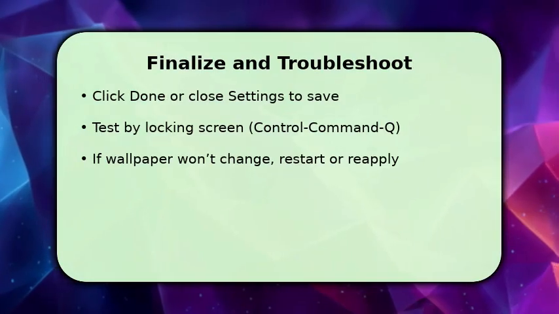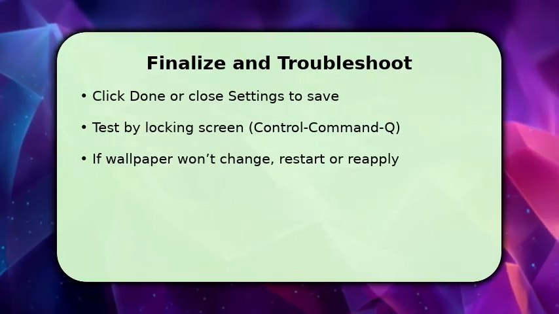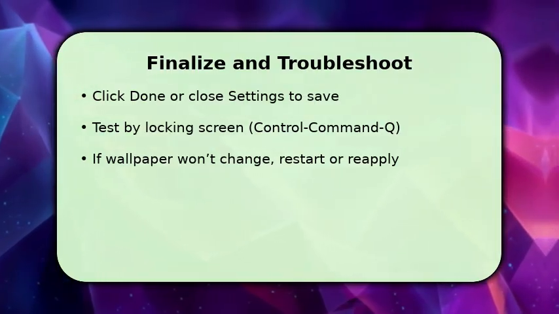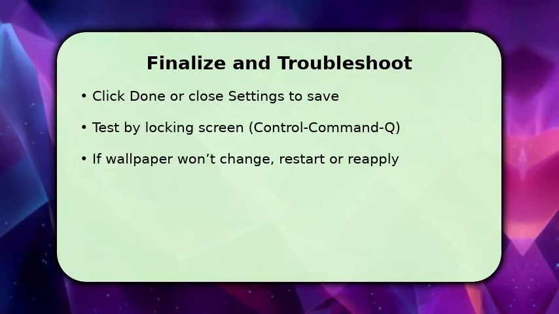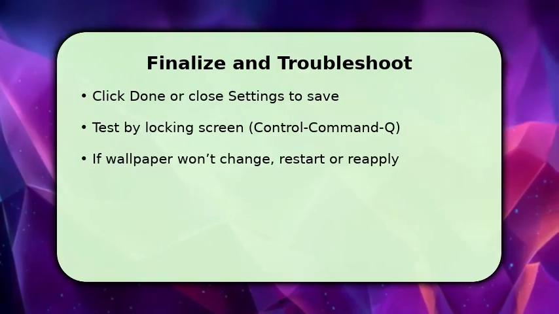You finish by saving changes and testing. Lock your Mac with Control-Command-Q to see the new lock screen in action, because testing ensures everything appears as intended. If elements look off, reopen System Settings and reapply choices.